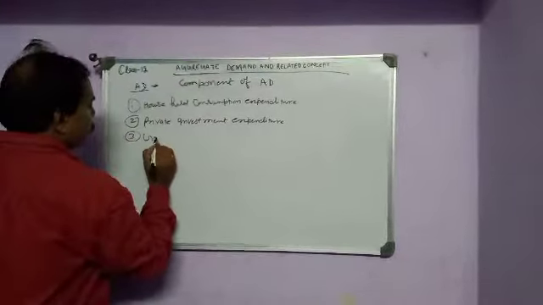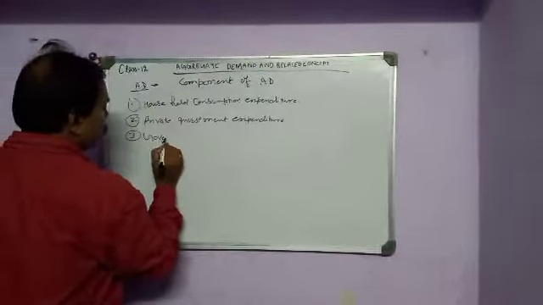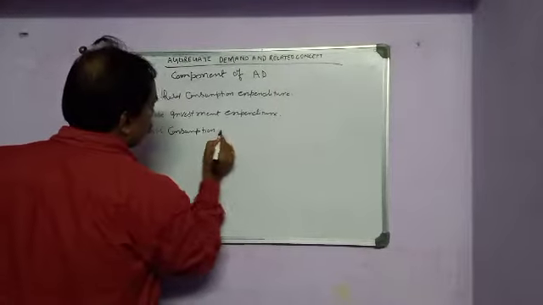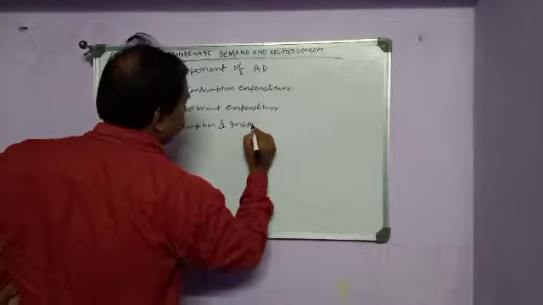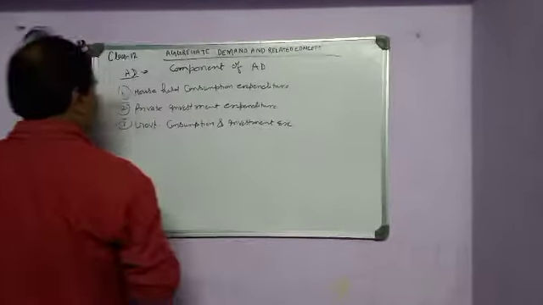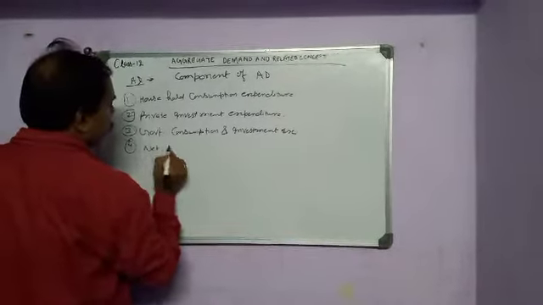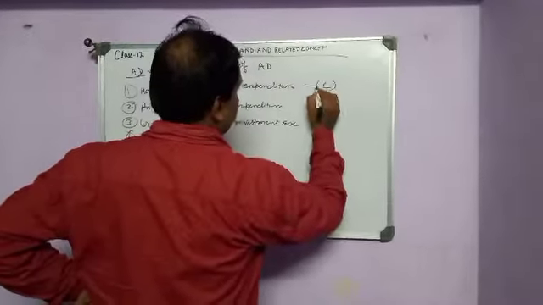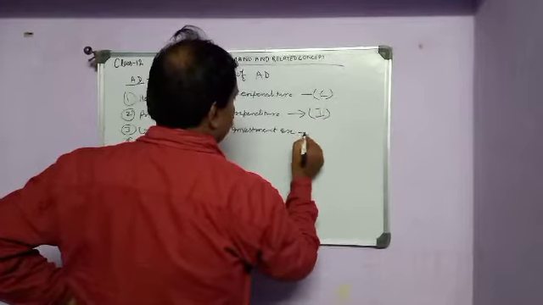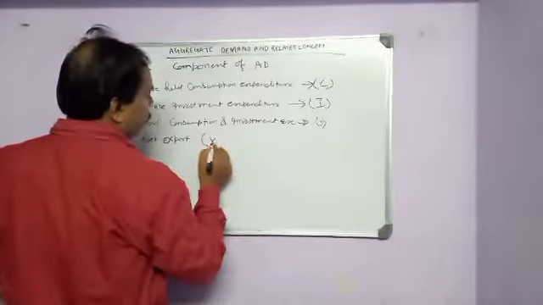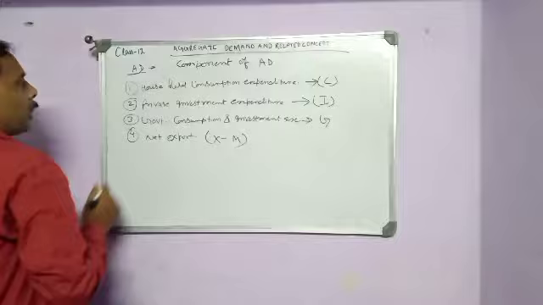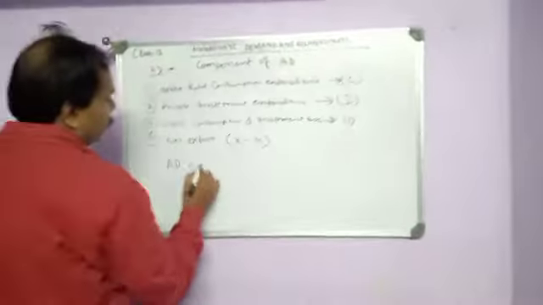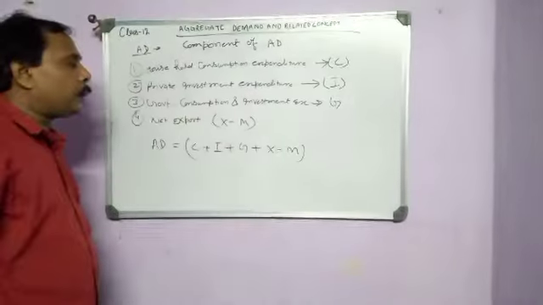Third, government consumption and investment expenditure. Fourth, net export. It is denoted by C, it is denoted by I, it is denoted by G, and it is denoted by X minus M. So we can say that there are four components of aggregate demand. So AD is equal to C plus I plus G plus X minus M. This is the component of aggregate demand.